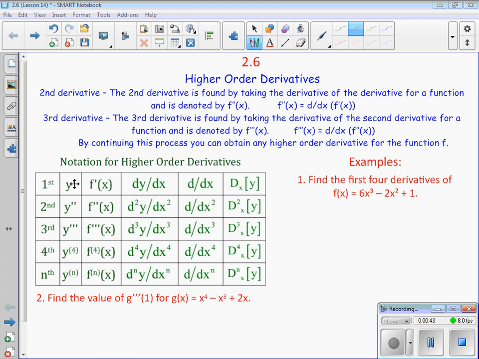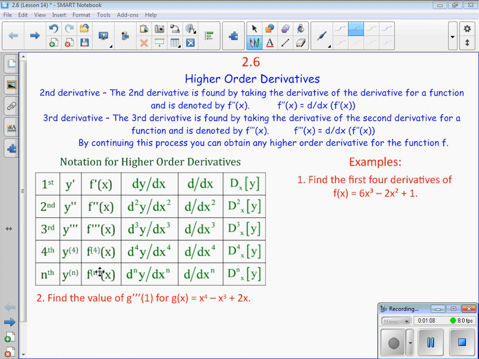y prime is the first derivative, y double prime is the second derivative, and so on. After we get the third derivative, we just start putting the number of the derivative up here, so you don't have to put 10 of them up there. It's y to the fourth, with parentheses around that, so it's not y to the fourth power, it's the fourth derivative.